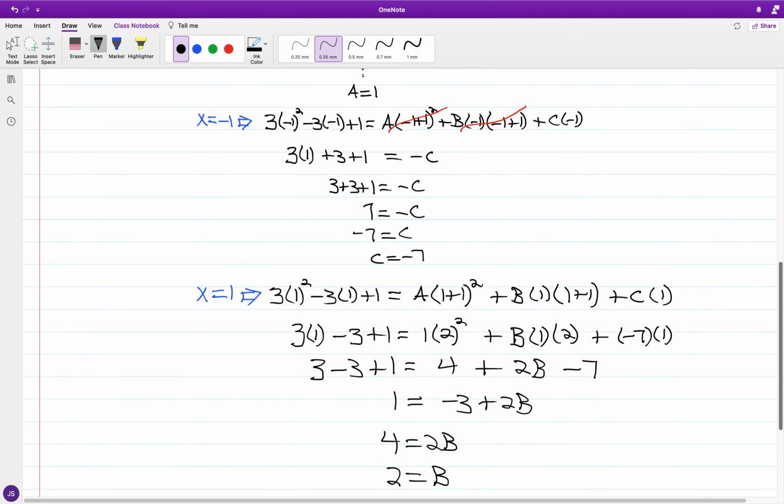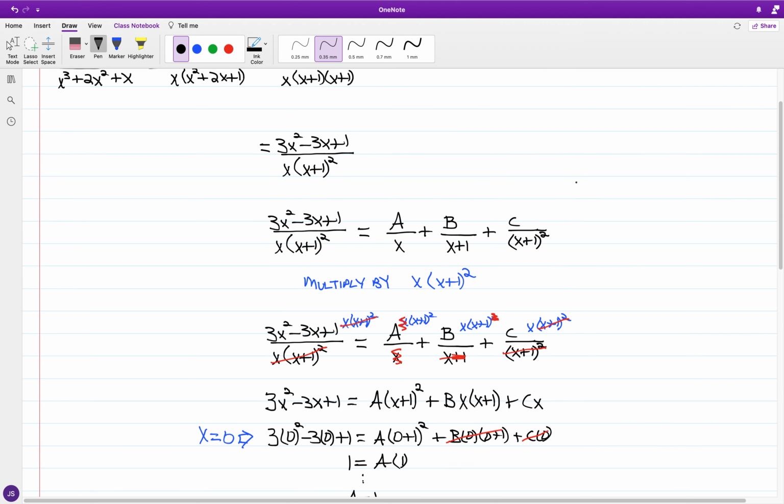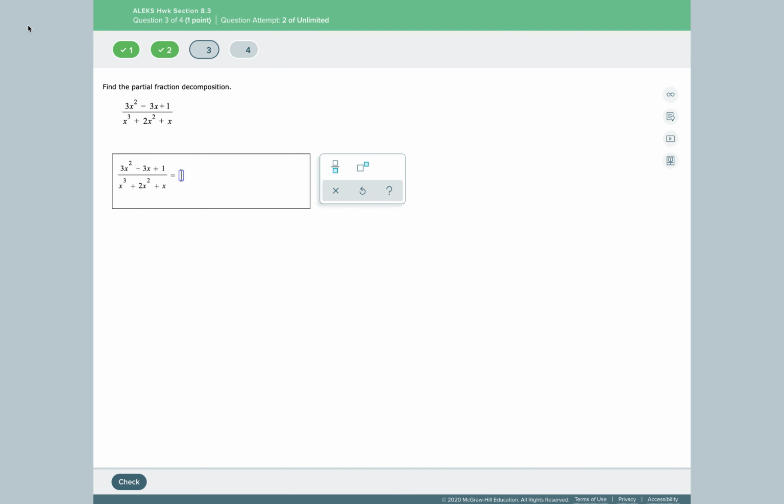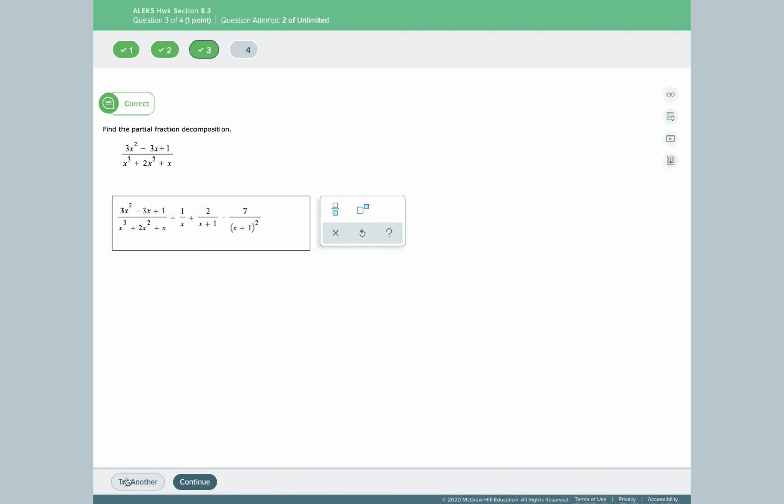So just looking at what we have here, we have a at 1, b at 2, and c at negative 7. So for the partial fraction decomposition, we have 1 over x plus 2 over x plus 1 minus 7 over the square of x plus 1. So we have 1 over x, plus 2 over x plus 1, and minus 7 over x plus 1 raised to the second power. And upon checking, the result is correct.